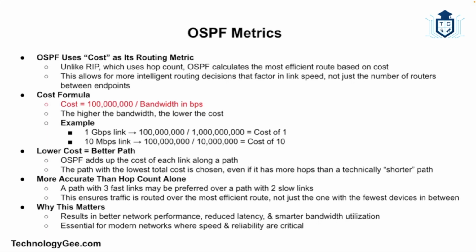So OSPF uses cost as its metric, and the cost is calculated based on the bandwidth of a link. And the formula is written right here in red for you. And so basically a fast link, like a 1 gigabit per second connection, has a lower cost than a slower one, like a 10 megabit per second connection. And basically the shortest path is the one with the lowest total cost, not necessarily the fewest hops.